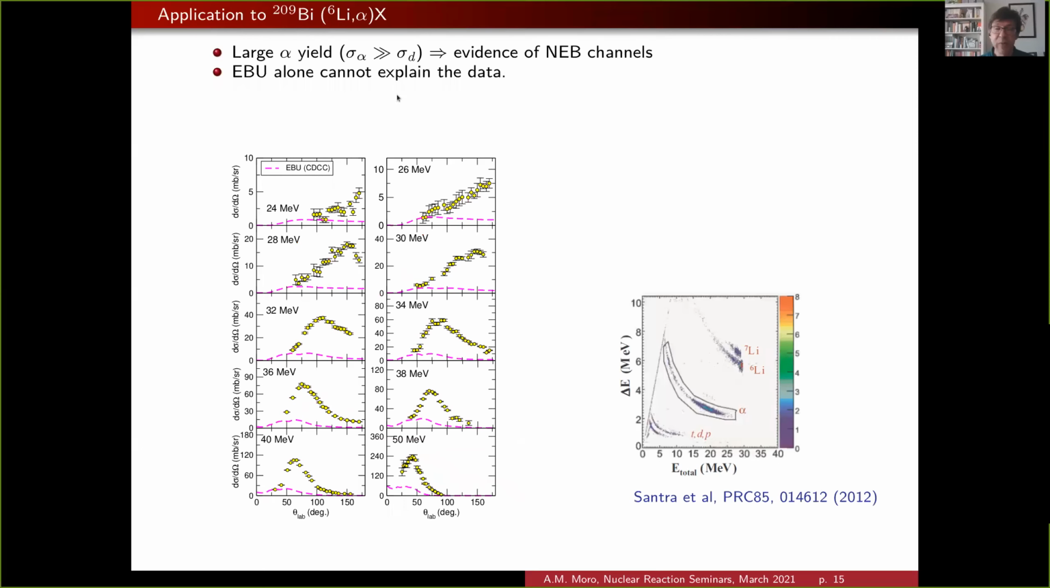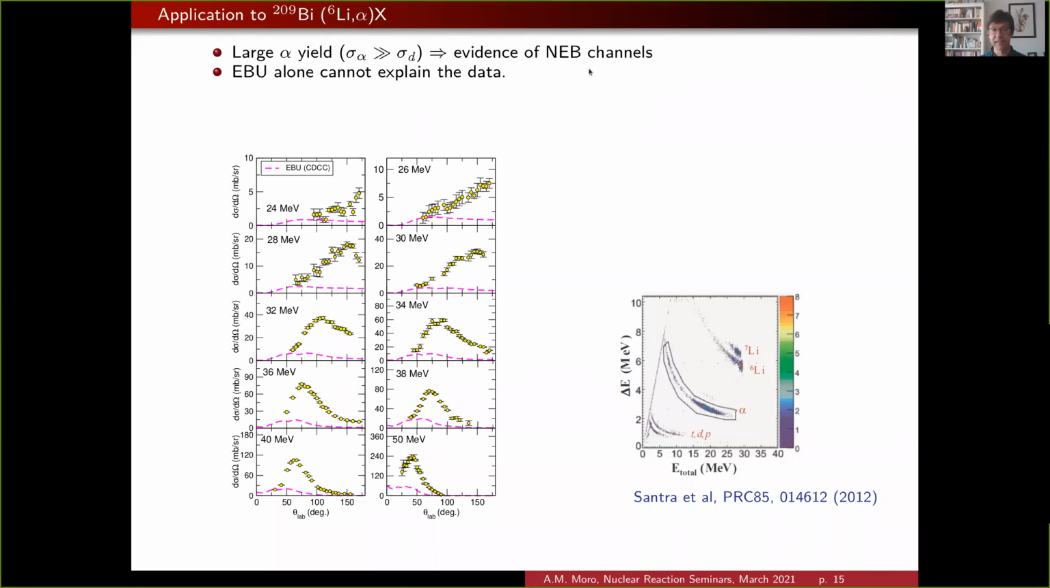Going to a more complicated system, like lithium-6, there is also a large amount of data for alpha singles cross-section, so alpha production. But what one observes in this experiment is that the amount of alpha particles exceeds the deuterium yield by a factor of 3 or 4. And this is directly seen from the experimental spectra. So you see the branch of alpha particles here, and the deuterons are somewhere here, and you see that the amount of alpha particles is much larger than the amount of deuterons.